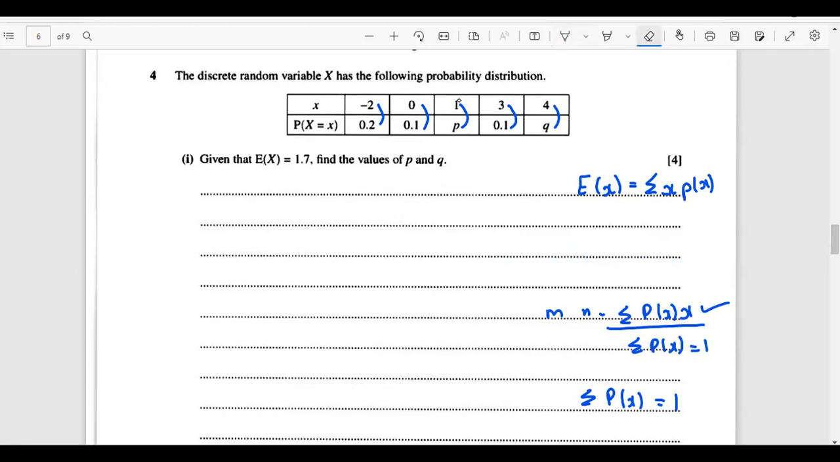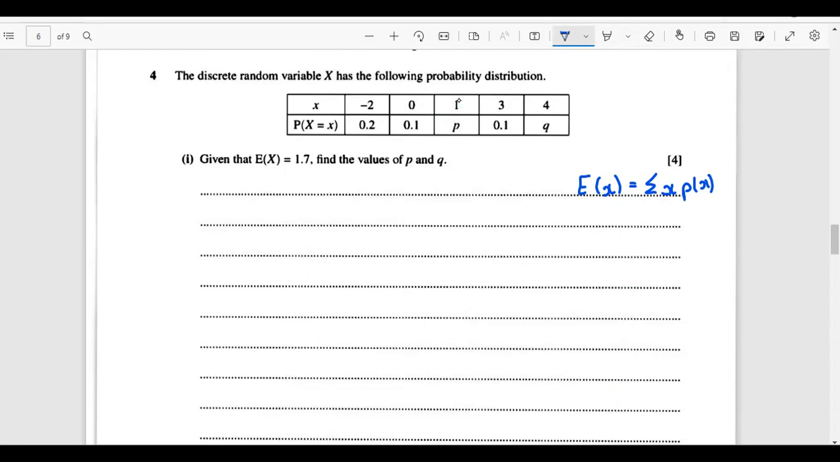Now, I picked such questions on purpose because you would find them in most of the past papers. It says the discrete random variable. Forget about what it means. It's just a variable x and it has the following probability distribution. Since we have not discussed other variables, I'm not focusing on that at the moment. We have a table that has x and it has probability. Given that the expected value of x is 1.7, find the value of p and q.